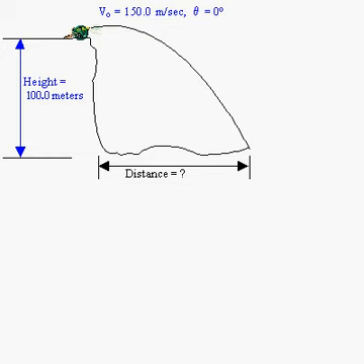In order to solve this problem, we first have to figure out everything that we know. Now this is a two-dimensional problem, and remember what I've been harping on. To solve two-dimensional problems, you break them up into two one-dimensional problems. So let's think about what we know in each dimension. Well, we know the initial velocity. It's 150.0 meters per second at an angle of 0 degrees. We can split that up into its x and y components.